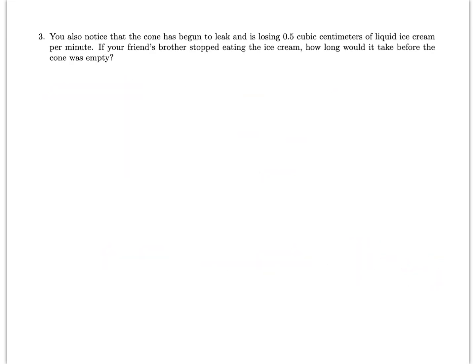You also notice that the cone has begun to leak, and it's losing a half a cubic centimeter of liquid ice cream every minute. And if your friend's brother stopped eating the ice cream, how long would it take before the cone was empty? Well, we would take the current volume, 4.5 pi, and you need to subtract out what's leaking out, which is a half cubic centimeter every minute. And we want to set that equal to 0. And when you solve this, you get 9 pi minutes.